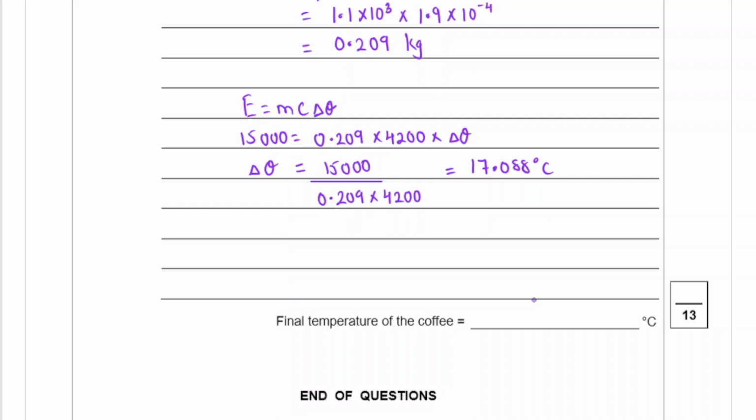So in order to find the final temperature, remember initially the temperature was 76. So we take away 17.088. That gives you, rounded, 59 degrees Celsius.